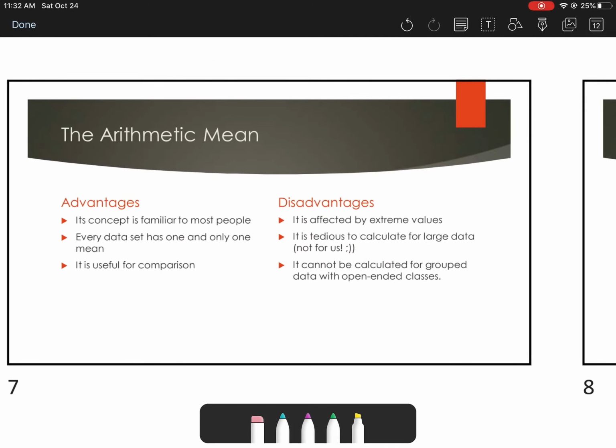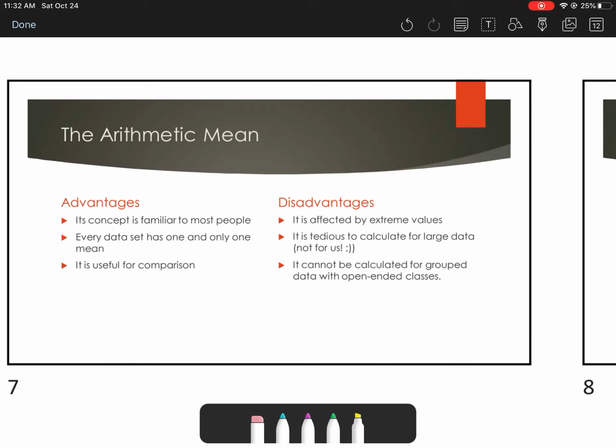Okay, so some advantages of the mean. Its concepts are familiar to most people. Every data set has one and only one mean, and it is useful for comparison. The disadvantages to your mean: it is affected by extreme values.